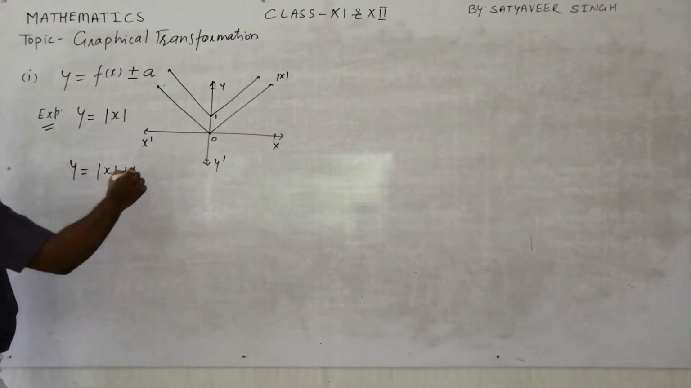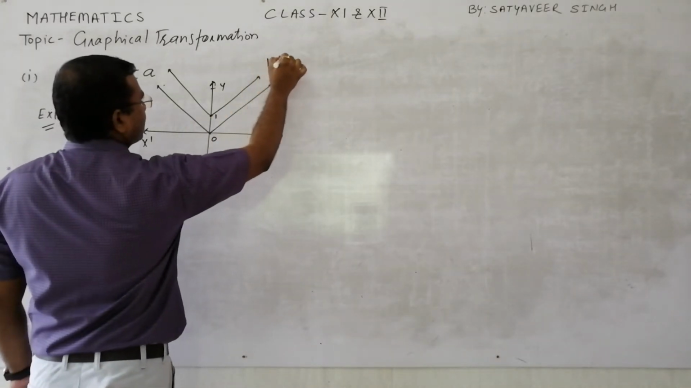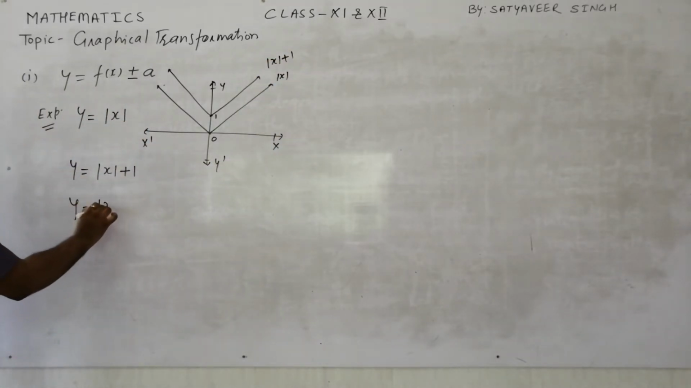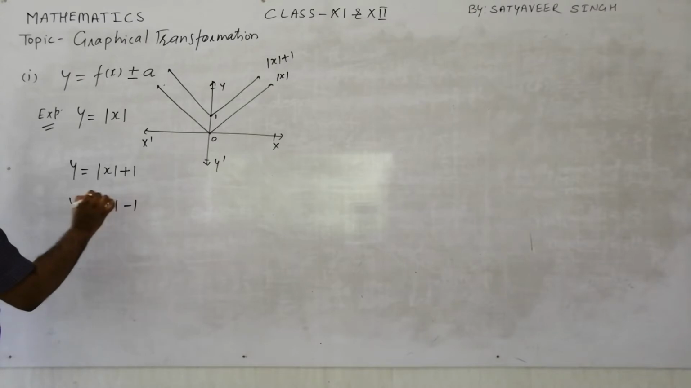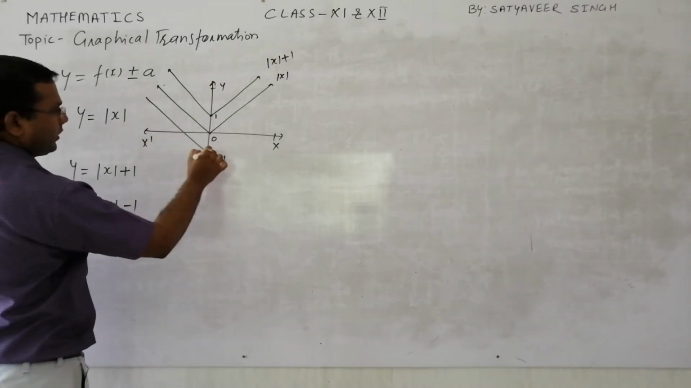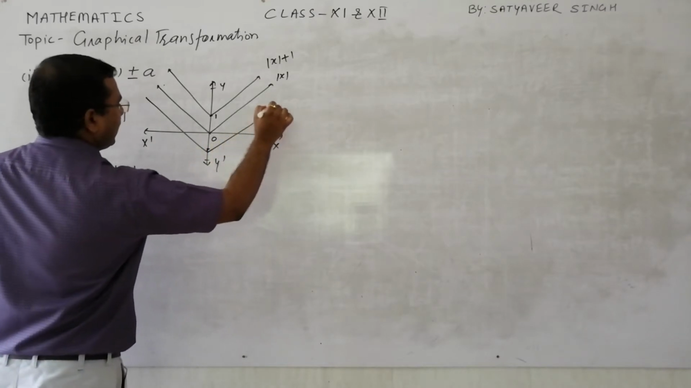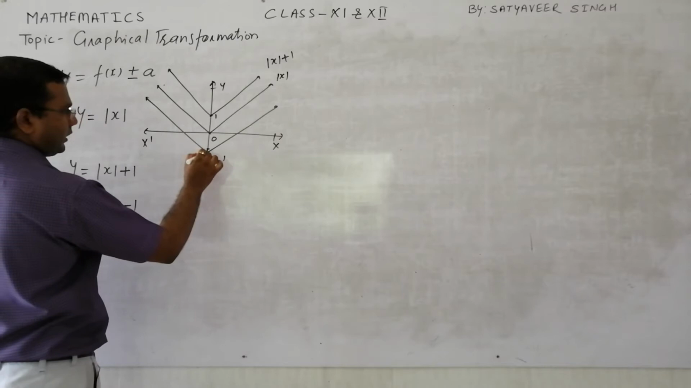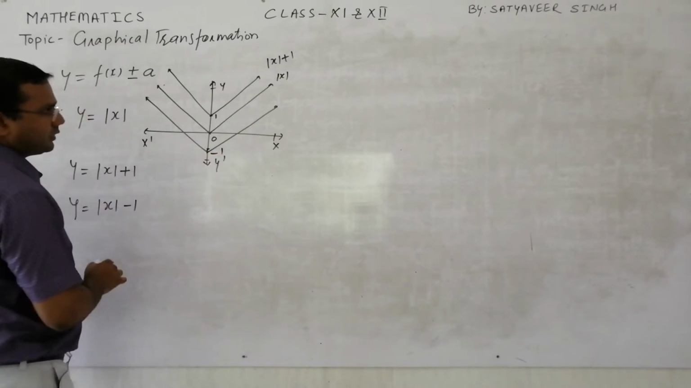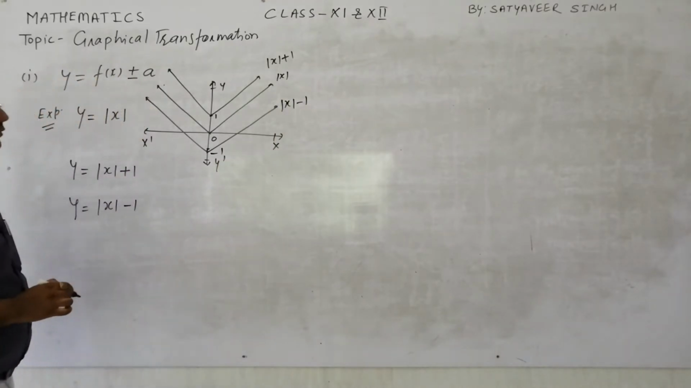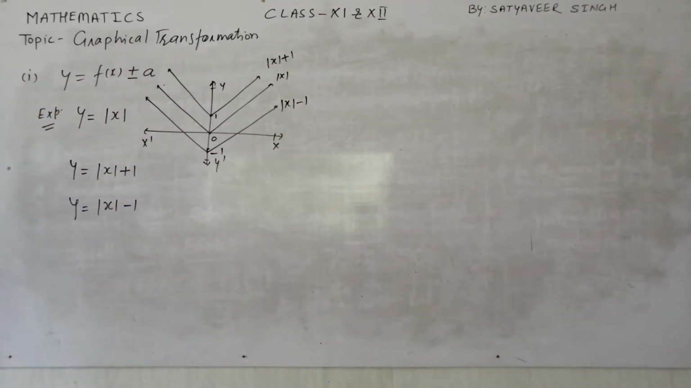So this is the graph of the function modulus x plus 1, and similarly if we take y is equal to modulus x minus 1, then the graph changes its position on the y-axis and comes below the x-axis, and the vertex is now at minus 1. So we can say this is modulus x minus 1.